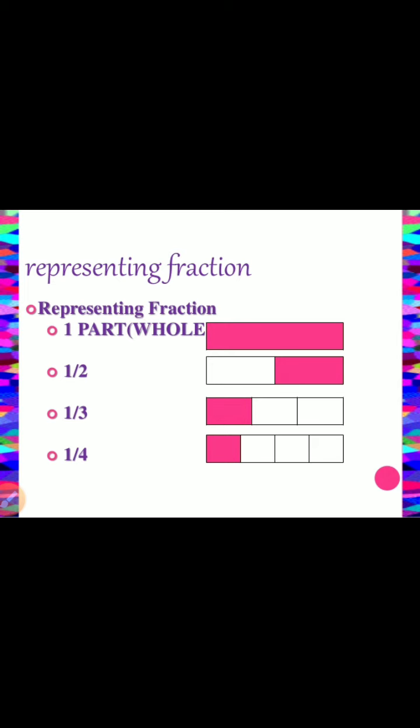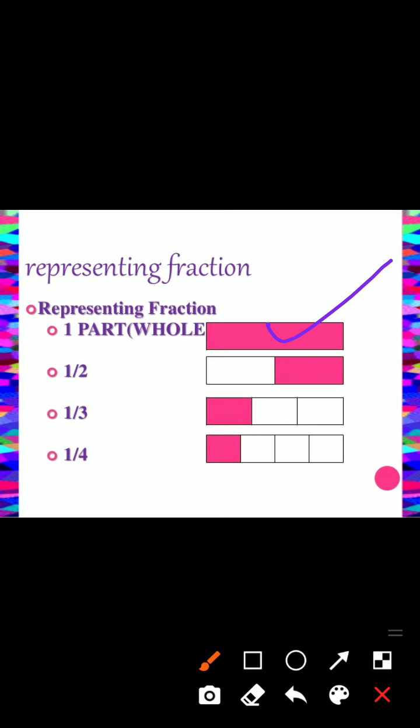Representing fractions. How can you represent a fraction? For example, if you have a part, that part will be full like this. If you want to make this half, you can make a half like this. For one third, you need to divide that one thing into three parts, like this. If you want to divide it into four parts, you can divide it like this. So this is a very good example for the fraction. Like this you can represent your fraction.